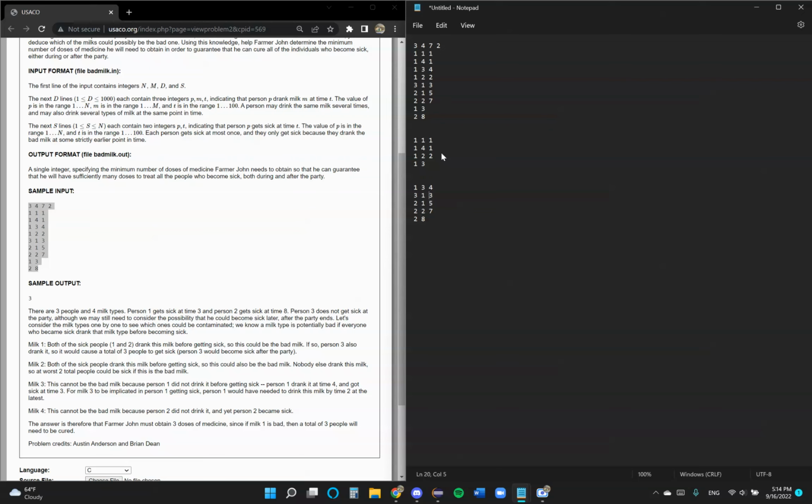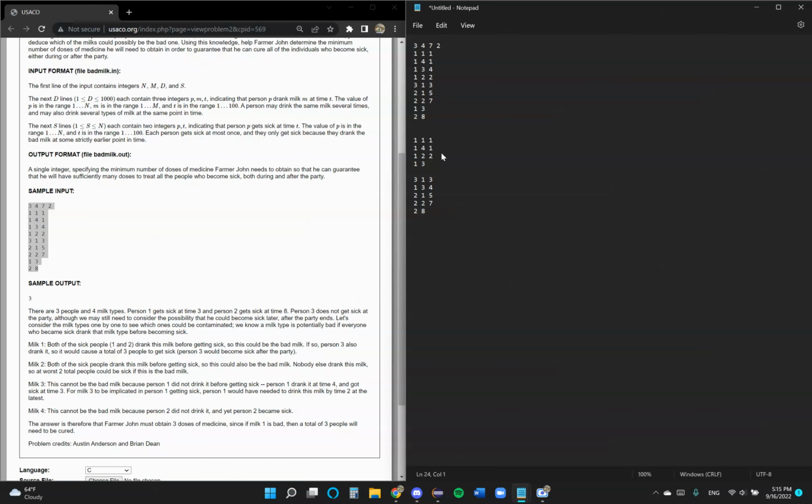And then let's keep on sorting. Person 3 drank milk 1 at time 3. Person 1 drank milk 3 at time 4. Person 2 drank milk 1 at time 5. Person 2 drank milk 2 at time 7. And then they got sick at time 8. So what this basically means is that because person 2 drank milk 1 and 2 before they got sick, the contaminated milk could have been milk 1 or 2.